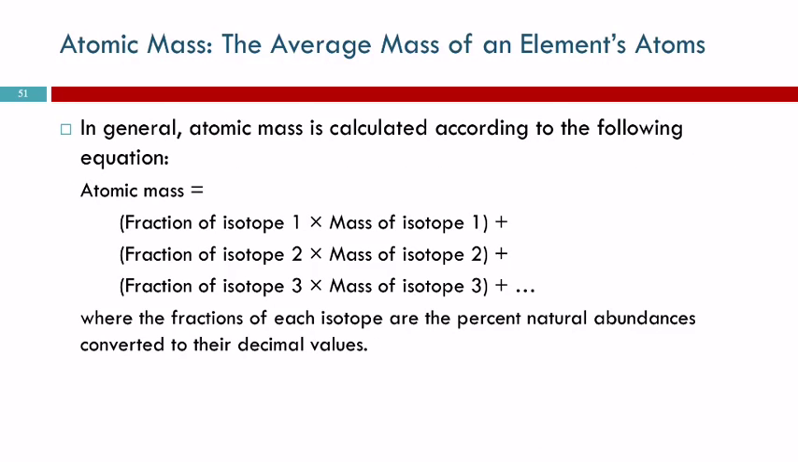So here is that same idea in more of a general form. To find the atomic mass, you take the fraction of the first isotope times its mass, the fraction of the second isotope times its mass, the fraction of the third isotope times its mass, and you add them all together. Because we're using fractions, we don't have to divide by anything at the end.